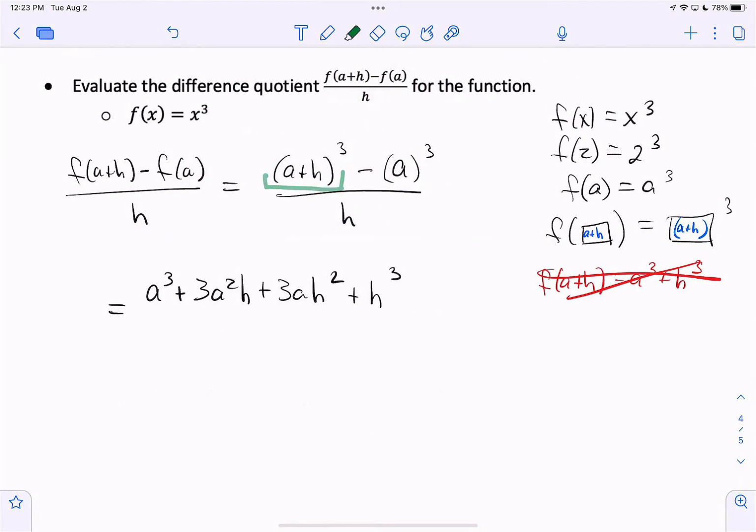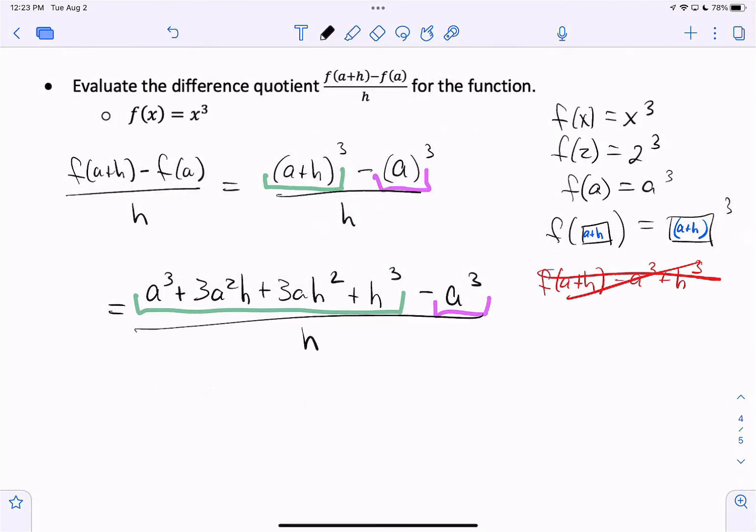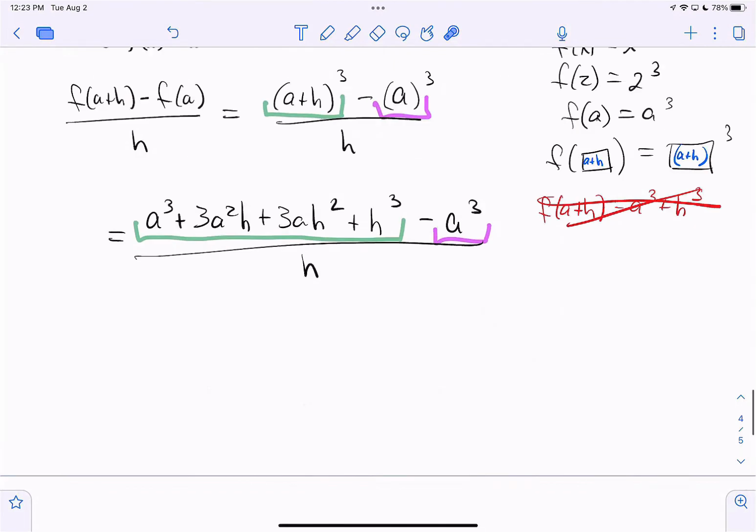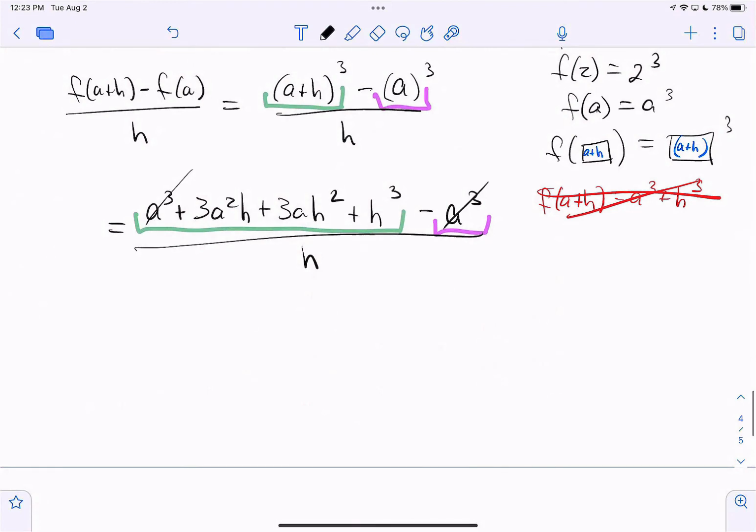All of that is the a plus h cubed, and then I'm going to subtract off a cubed. That's from the second term in the numerator, and then we're going to divide this by h. Now folks, whenever we're simplifying a difference quotient, especially when it's an a plus h variety, what we're going to end up with is the numerator will simplify to the point that I'm able to divide out h. That's going to become our goal. You'll see why down the road, but for now, we can see that the a cubes subtract out. I'm left with 3a squared h plus 3ah squared plus h cubed divided by h.